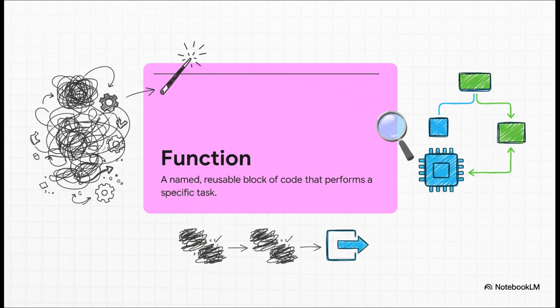So what is it really? At its heart, a function is just a named, reusable block of code that does one specific thing. It's like giving a name to a whole set of instructions, right? Instead of rewriting the entire recipe every single time you want to make cookies, you just tell the kitchen, make cookies. That name, that function, holds all the power.